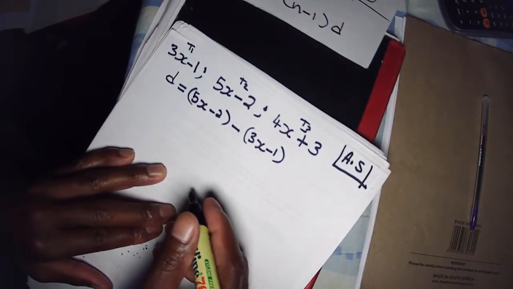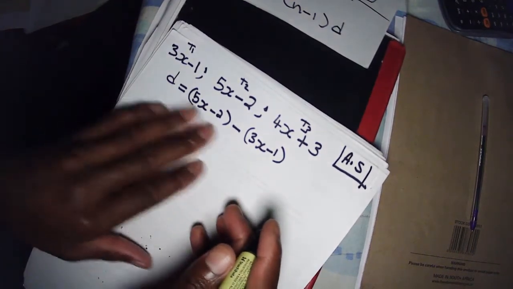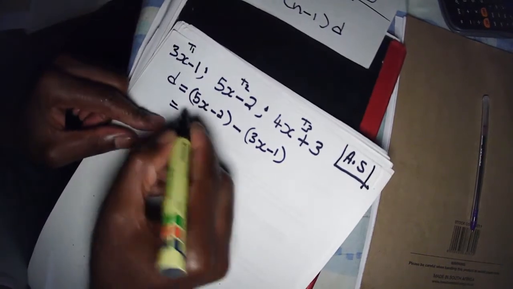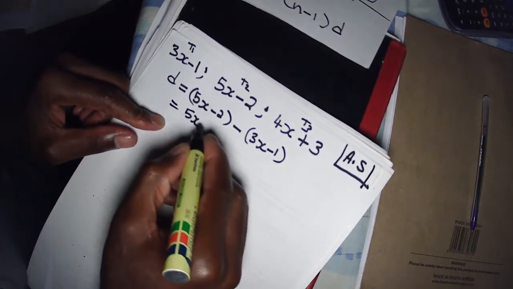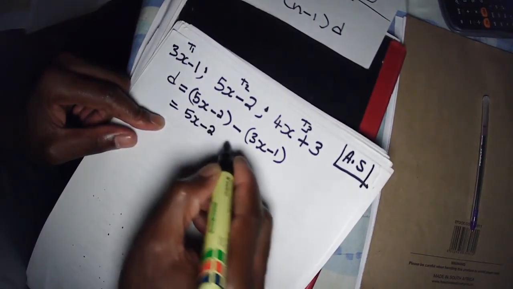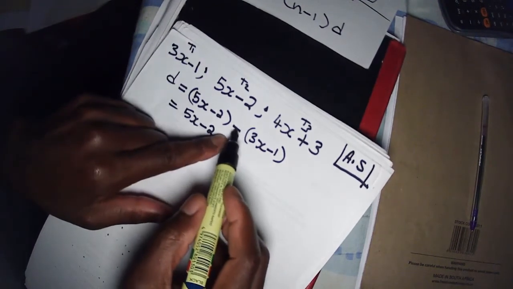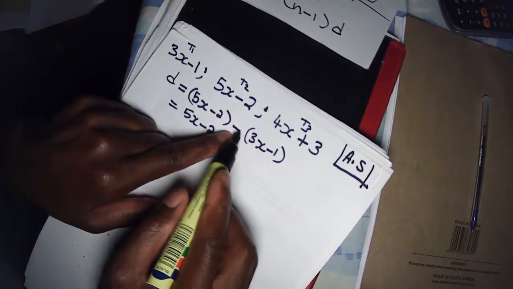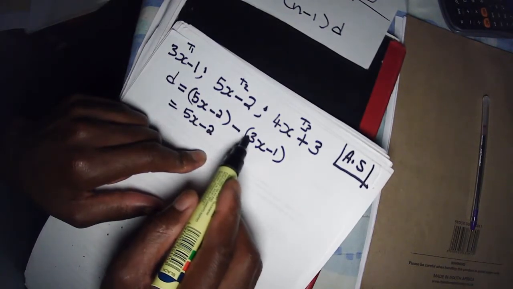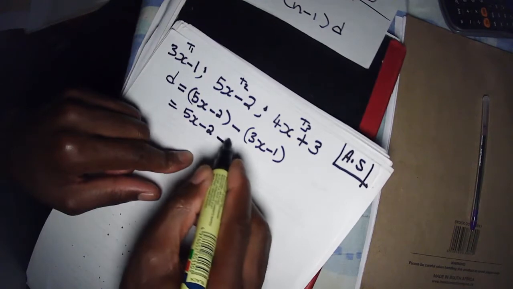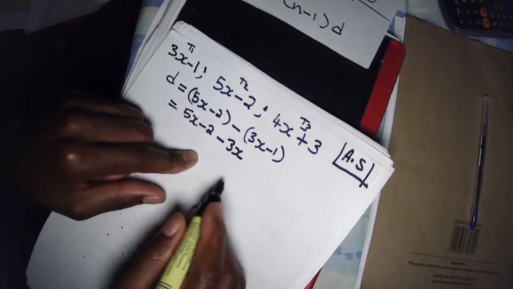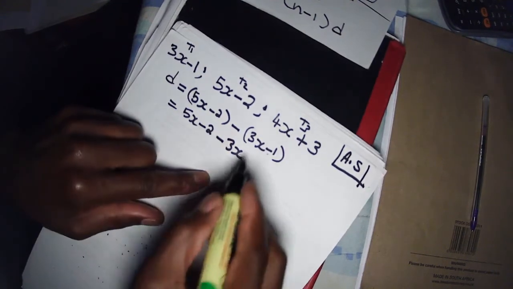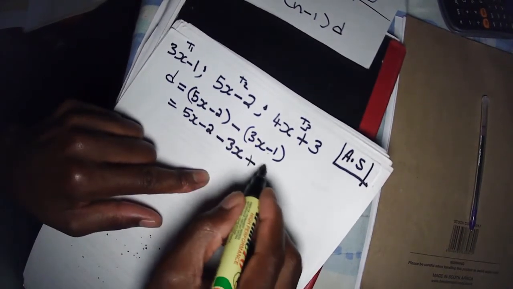Okay, so I should get an answer. This is T2 minus T1. Let us try: 5x minus 2. So you need to distribute the negative inside the brackets. Negative times positive, so we're going to get negative 3x. Negative times the negative, we get a positive 1.